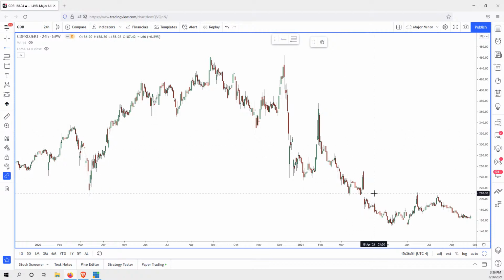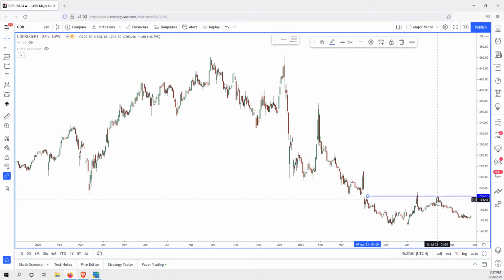Okay, fine, no problem. Now, the next thing you have to look at are the levels. And here you have a resistance right there. What is that level? The high over here is 206, 203. So let's just say just over 200. Let's say between 205 and 210, okay? That's the resistance you're dealing with right now.